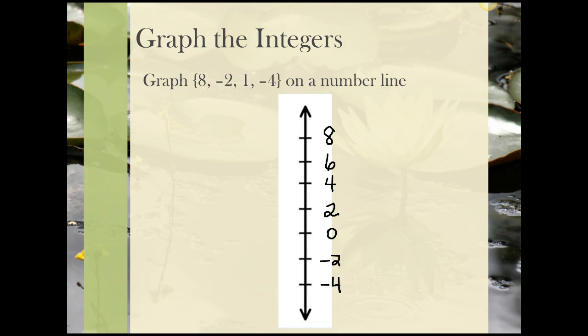First I will put a dot at 8, and then at -2, at 1, and you can see that we don't have a hash mark for 1, so we have to go halfway between 0 and 2, and finally -4. We have now successfully graphed this set of numbers on our vertical number line.